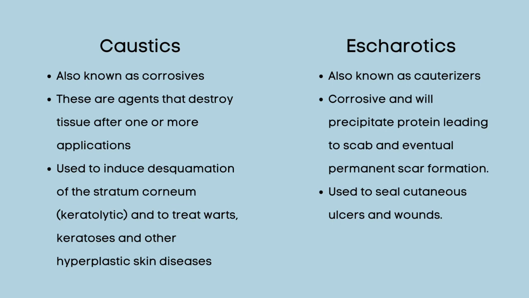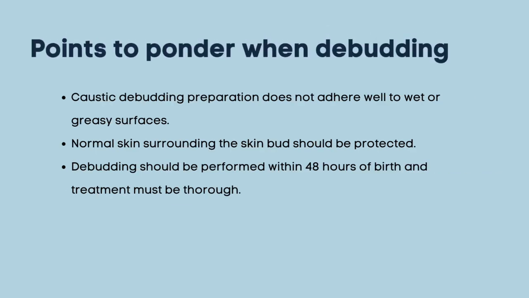So in terms of debudding, we also need to consider some points in order for debudding to be properly performed. The first point is that caustic debudding preparation does not adhere to wet or greasy surfaces. As such, it is therefore necessary to clip, clean, and defat the horn bud area with ether or chloroform before applying the caustic preparation.